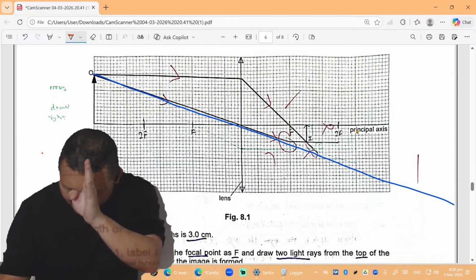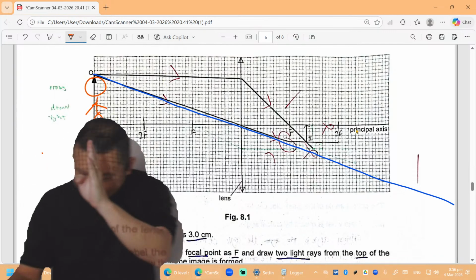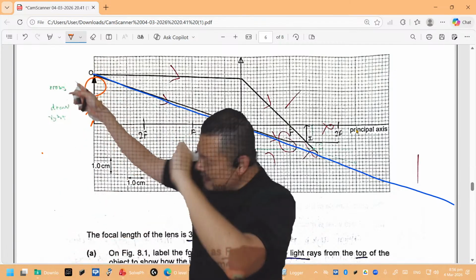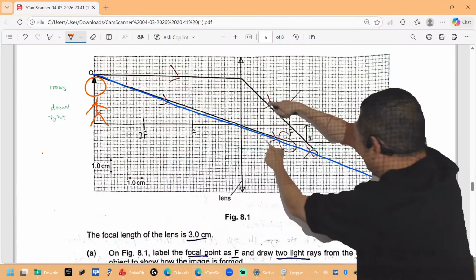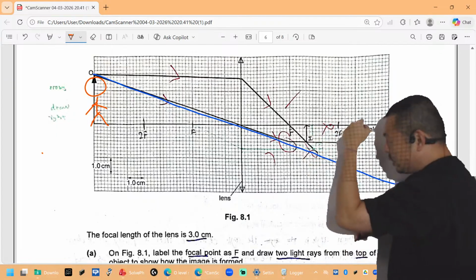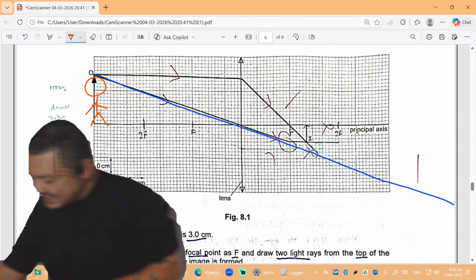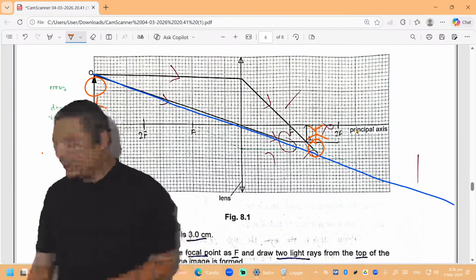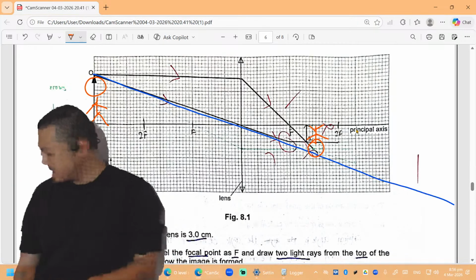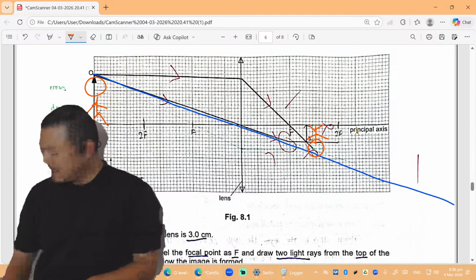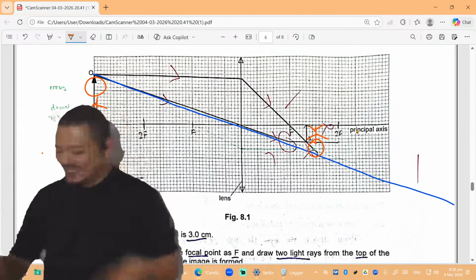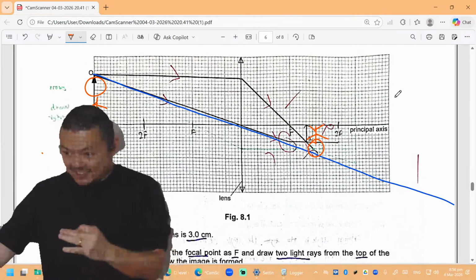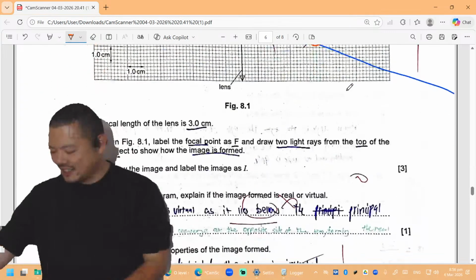Wait, I draw for you a person here. The person here, okay? That's the top of his head. The light rays pass through the lens, right? It should form the top of his head. So he will be inverted inside the image, like that. He'll look like that. You get it? Okay, again.